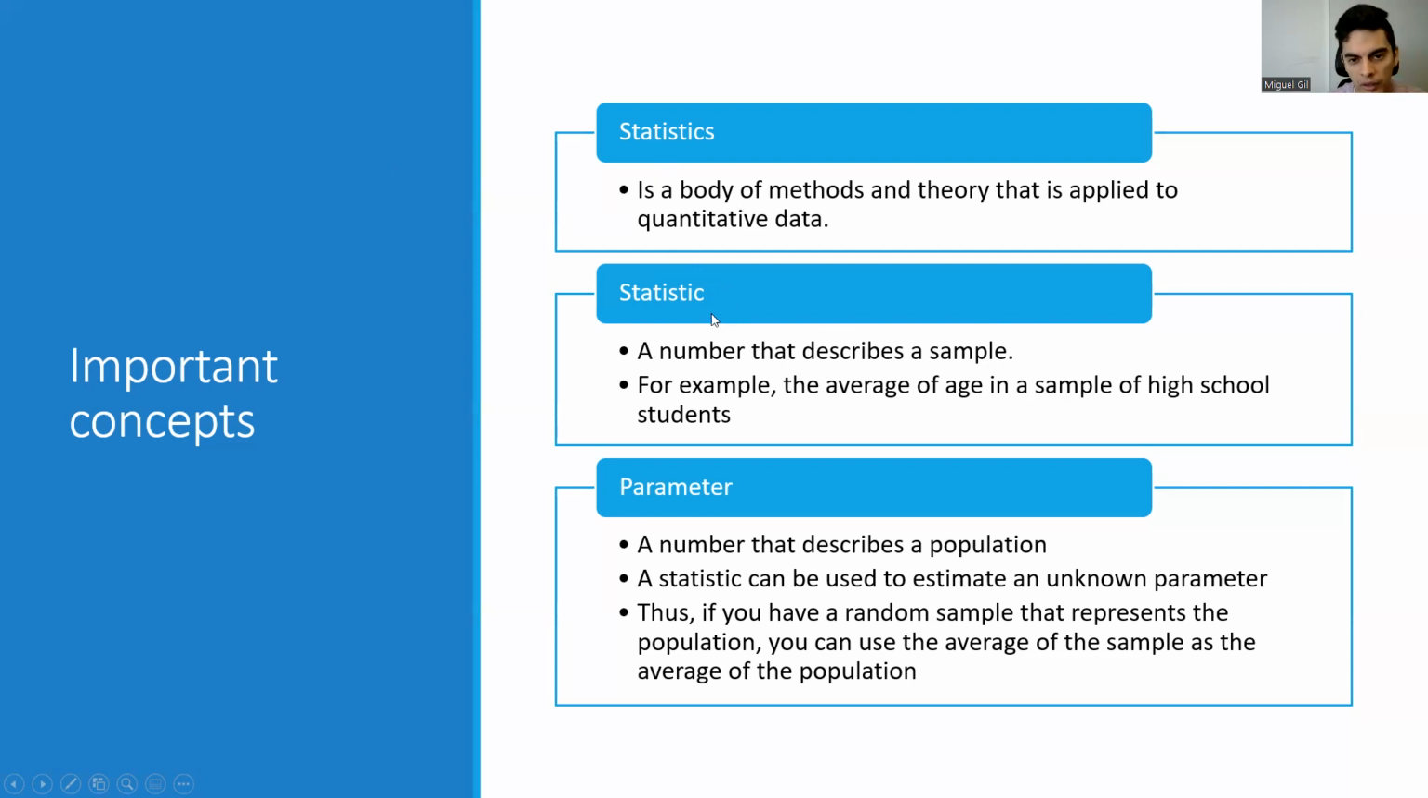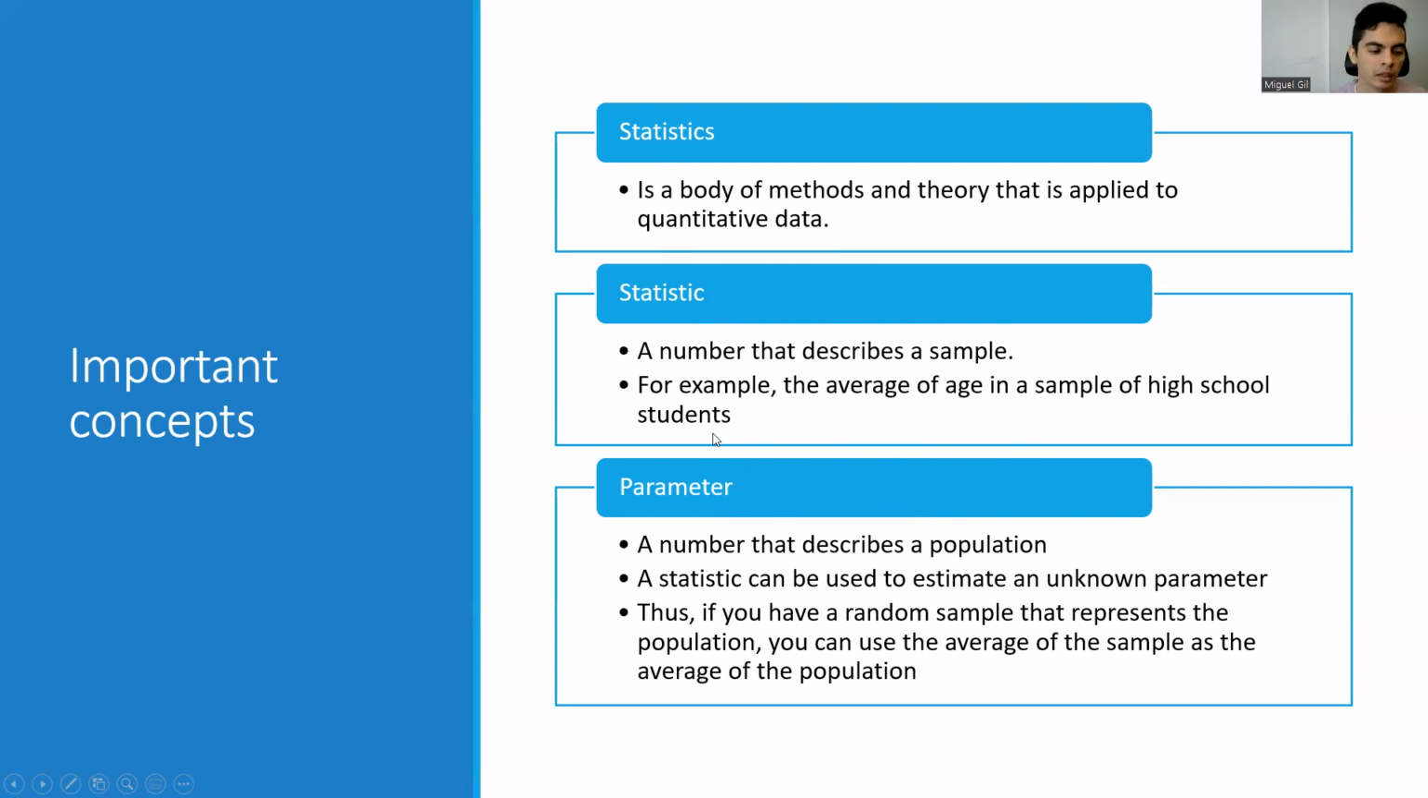And the difference is that if you have a number that belongs to the population, then it's a parameter, not a statistic, but a parameter. So be careful with that difference. It's kind of a technical difference, but we need to be careful with that. Every time that we refer to the sample, we are referring to a statistic. And when we are referring to the population, we're referring to a parameter.